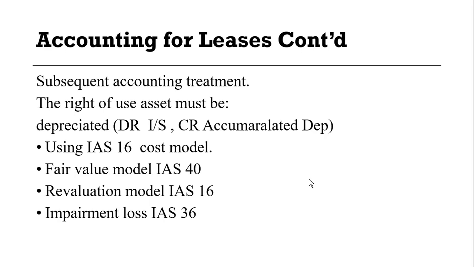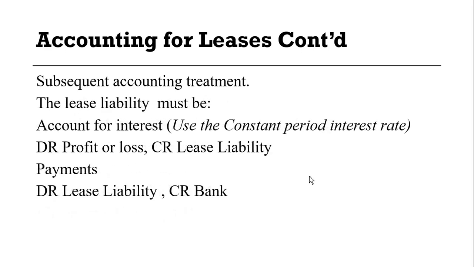I'd like to progress to accounting for leases, of course, subsequent treatment. The right of use asset after initial recognition should be depreciated in the books of the lessee. And of course, you have got the double entry there. Use IAS 16 if you're going to treat the asset as property, plant, and equipment. Use the fair value model if you're going to treat the asset as an investment property. If the asset is revalued, revert to IAS 16. And if there's impairment on the asset, you can revert to IAS 36.